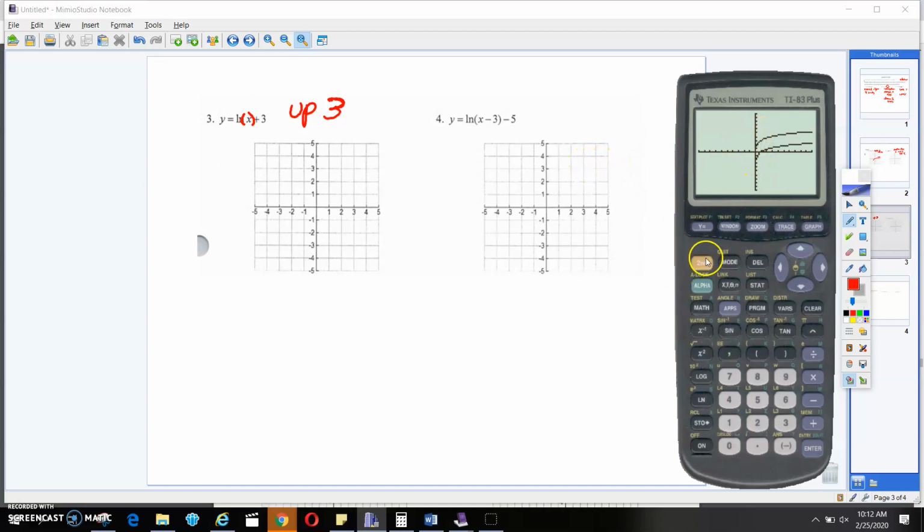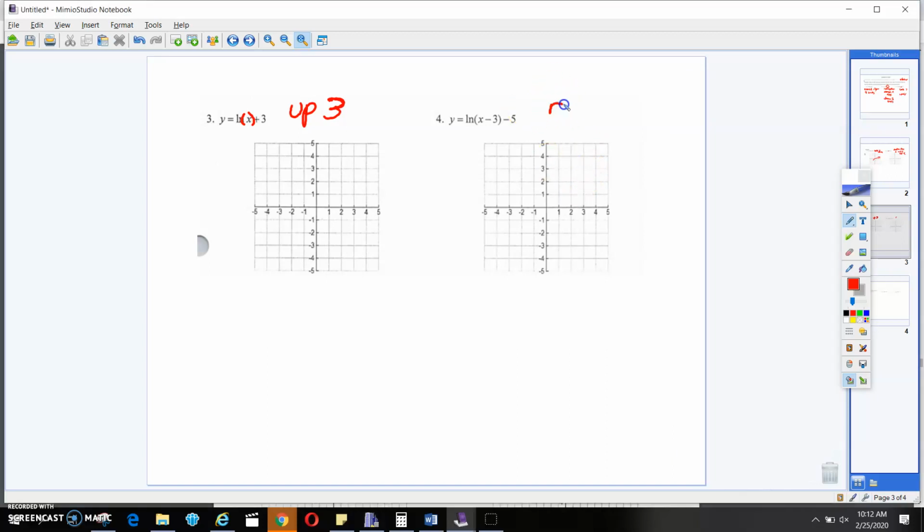Okay. So how is it 3? If you were asking that, look at it. It went from 0 to a 3. In the X table, it's supposed to be in the parentheses plus 3. Yep. All right, so on number 4, my transformation is going to be right 3, down 5.